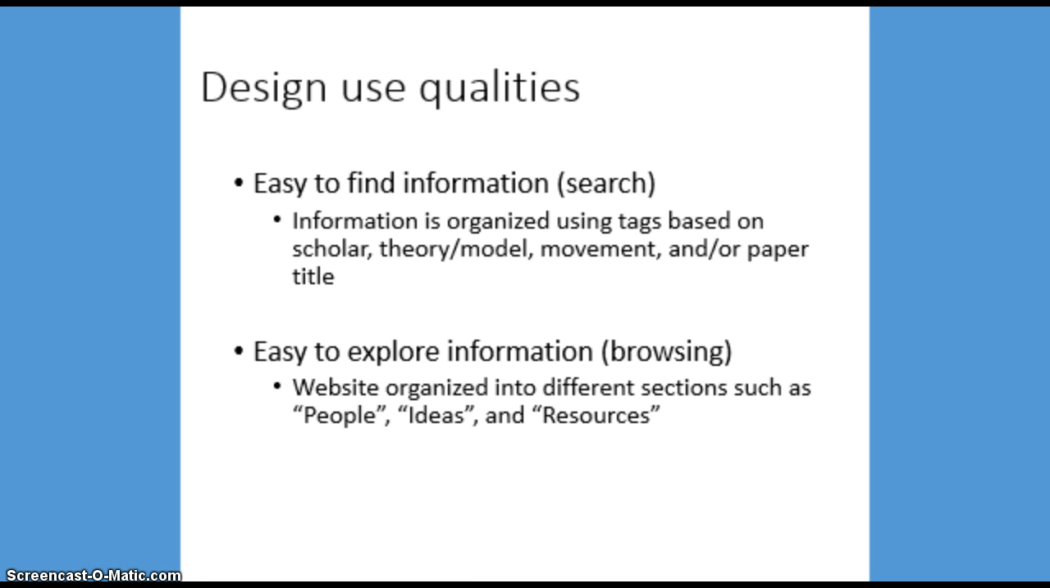To go a little bit more deeply into each area of the triangle, the main design qualities that the site uses: basically the site needs to make information easy to find and easy to casually explore. So that covers both searching and browsing. And this would be done through the organization of the information into different sections of the website, a search feature, as well as across the site using a consistent tagging scheme.